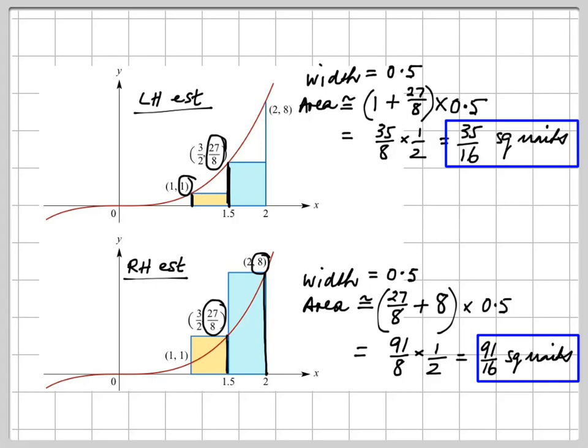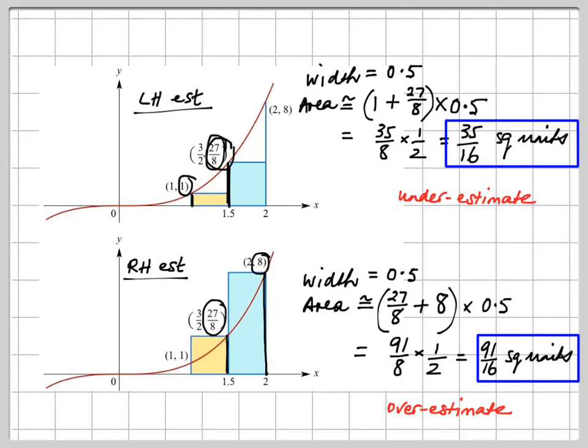It's not terribly difficult. So that's an example of left-hand estimate and right-hand estimate. This one, of course, is an underestimate, and this one is an overestimate. Very drastic. If you wanted to improve the accuracy, you would split it up into less width and more rectangles and drive yourself crazy with more calculations.